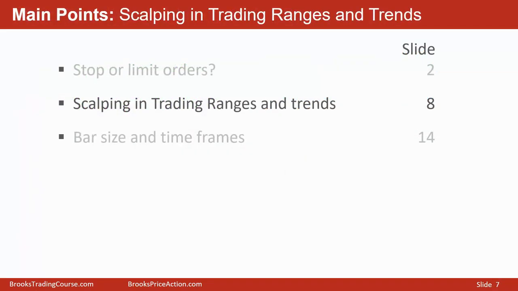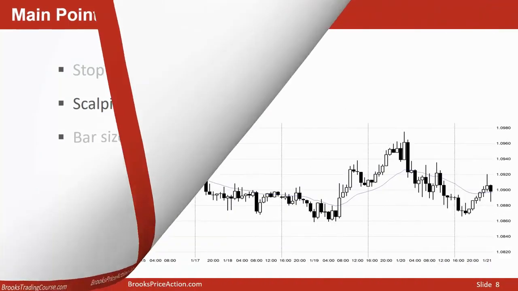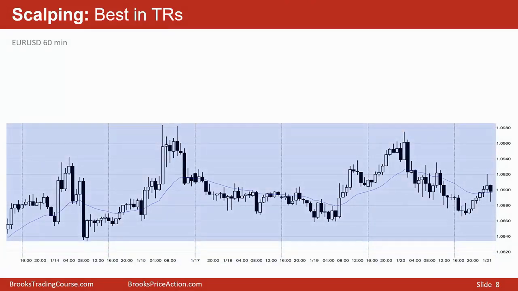Scalping in trading ranges is a very popular thing to do. You can also scalp in trends. This is a 60-minute euro versus the dollar chart. And a lot of times, scalping is the only way to make money, and swing traders are not going to be making money. So if the market looks like this, a swing trader is not going to be making money, but a scalper can.